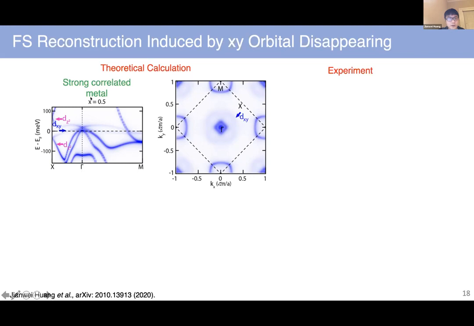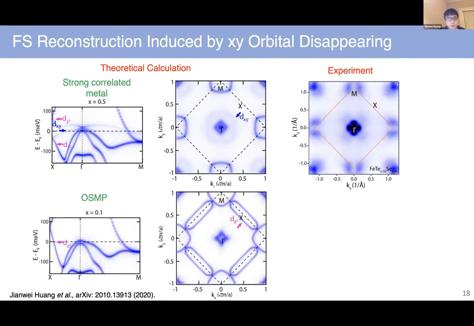So for this x equals 0.5 FeTeSe, this sample is in this strongly correlated metal state. Well, we find that this DXZ orbital which crosses the Fermi level around this X point is gapped by the hybridization with the XY orbital. So in this case, it shows this normal Fermi surface with the hole pocket around gamma and electron pocket around M.